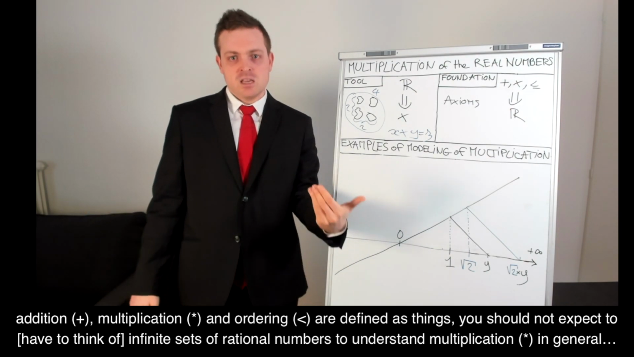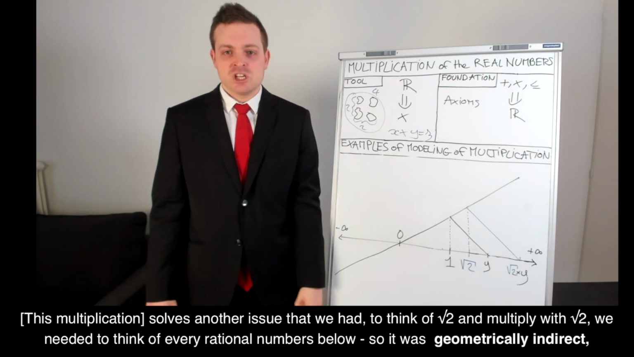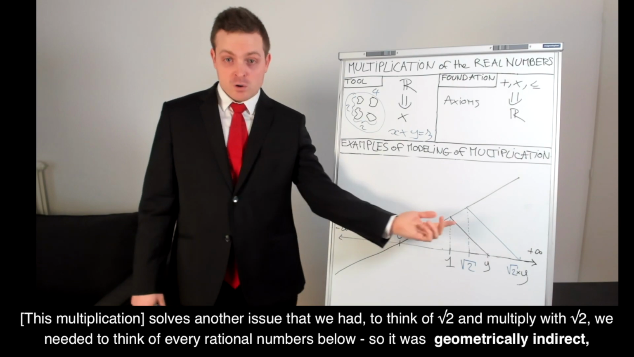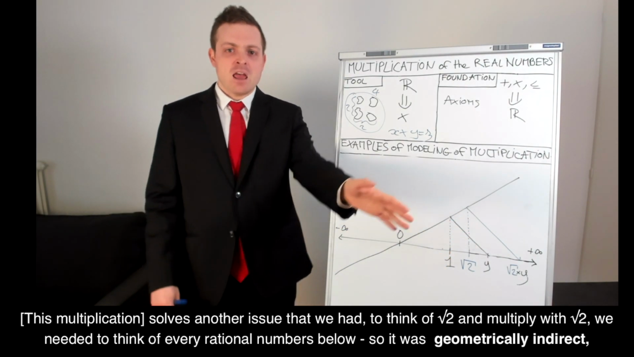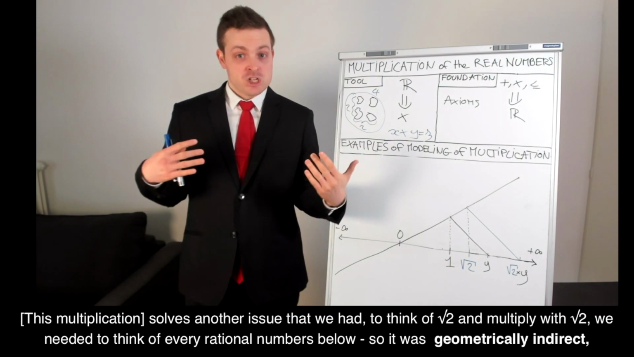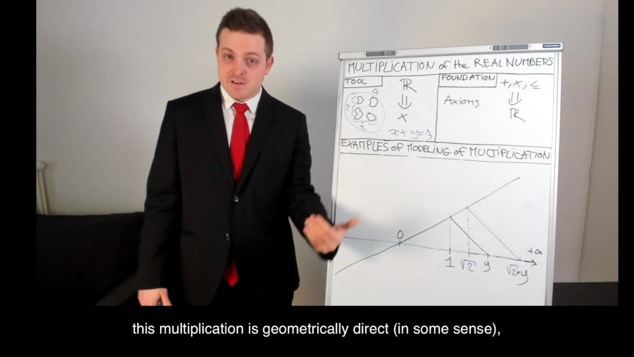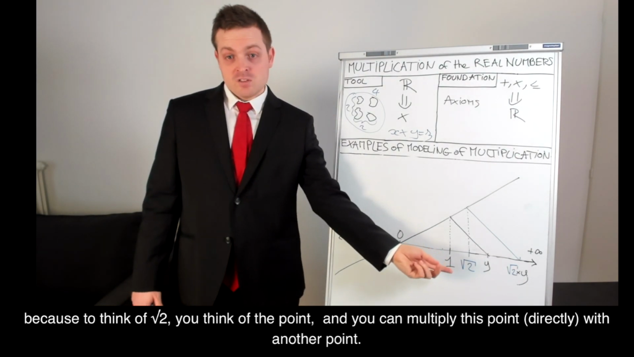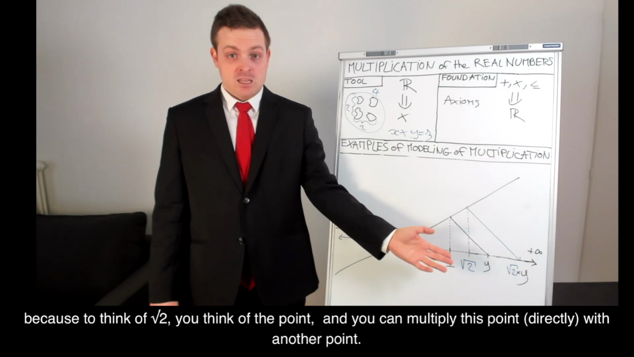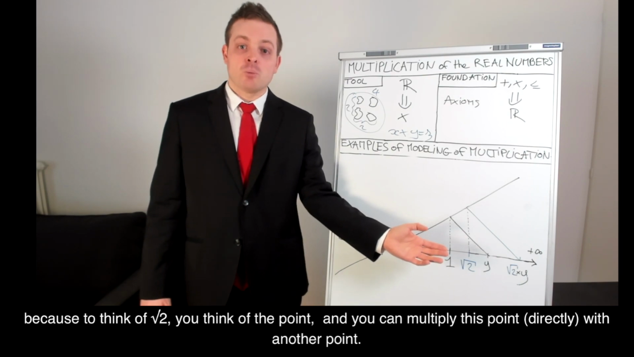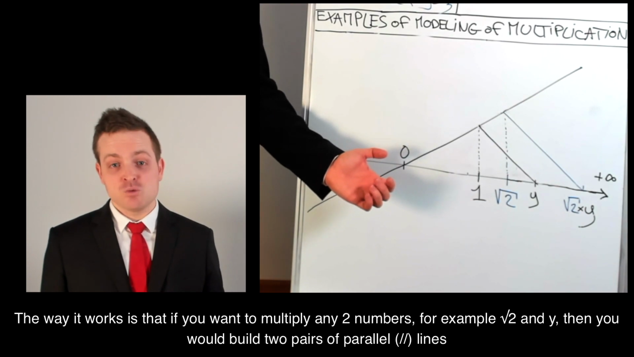So concise is good, and it also solves an issue that we had: to think, for example, of square root of 2 or multiplying square root of 2, we needed to think of every rational number below, so it was geometrically indirect. Now in this multiplication it's geometrically direct in some sense, because to think of square root of 2, you think of the point, and you can multiply this point directly with another point on the line.